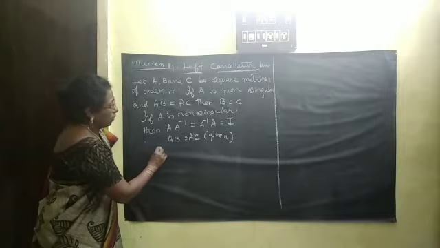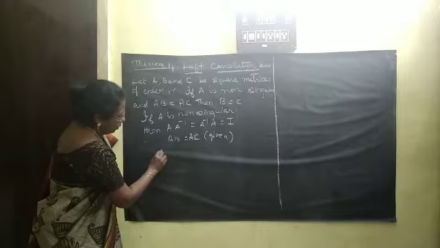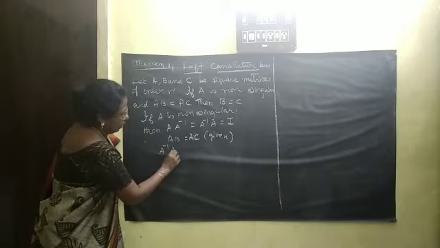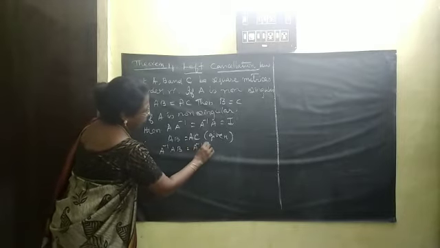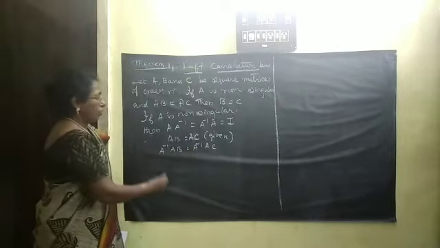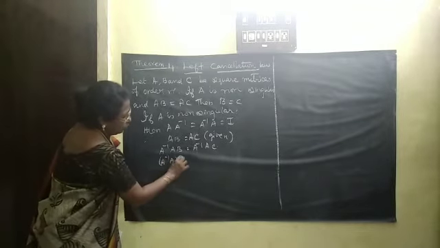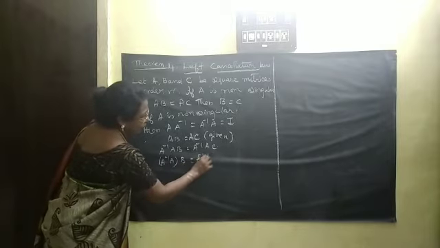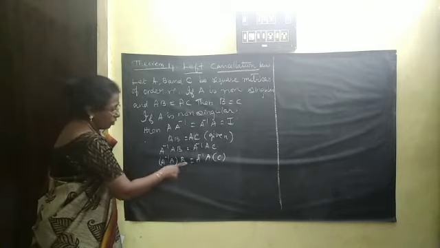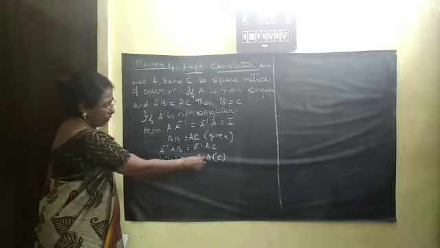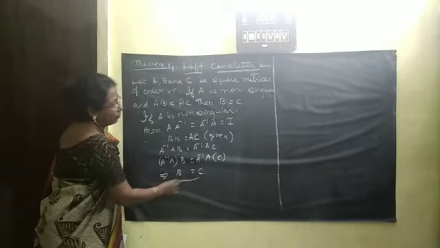So post multiplying by A inverse on either side, you are going to get A inverse AB is equal to A inverse AC. Again, A inverse A into B is equal to A inverse A into C. Cancelling, left cancellation law, cancelling A inverse on either side, this implies B is equal to C.